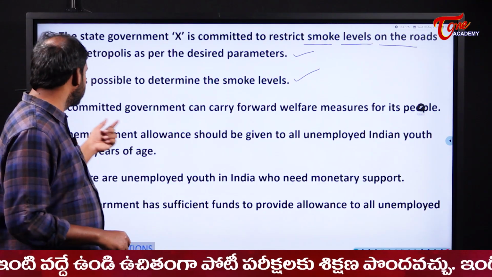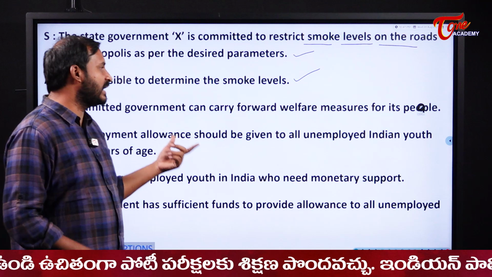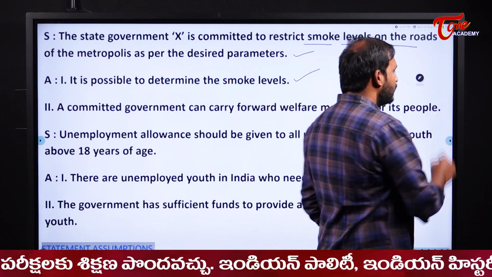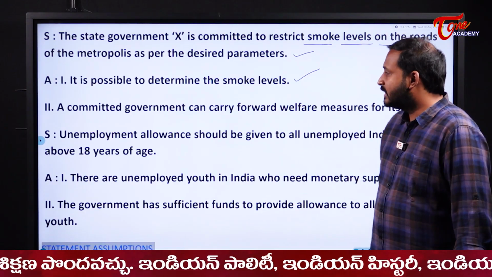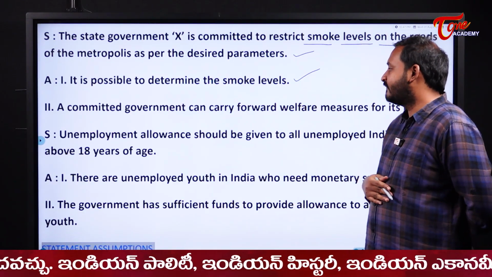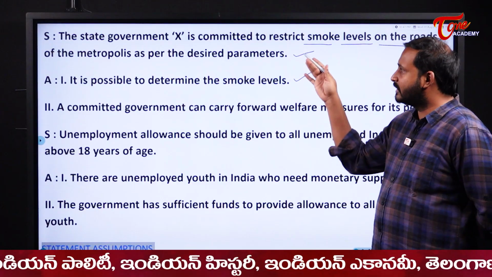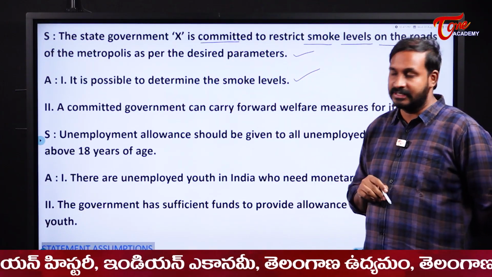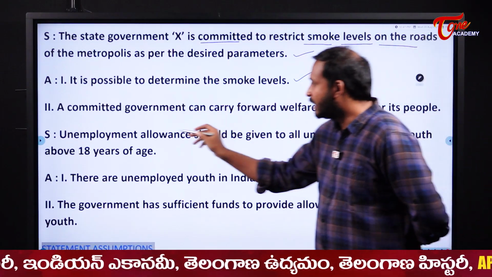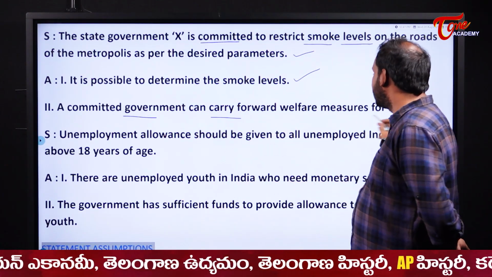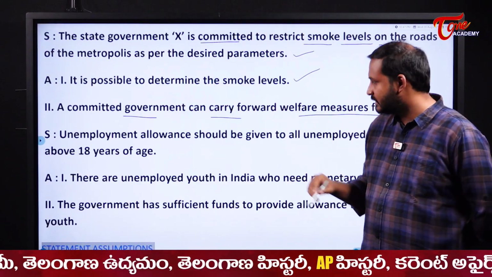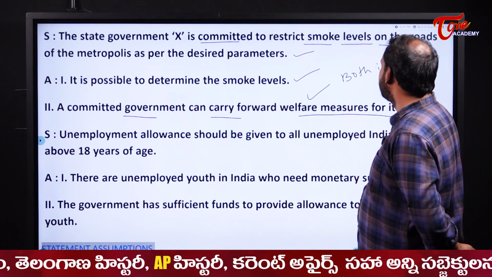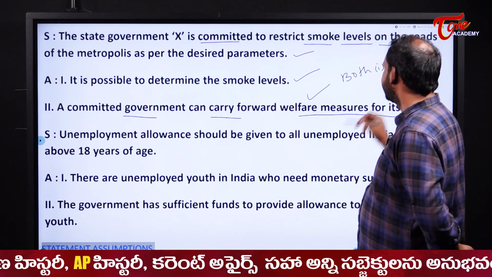Yes. Next, a committed government can carry forward welfare measures to its people. Right. See, anything about the commitment? It is committed. Okay, the government is committed, right? Yes. A committed government can carry forward welfare measures for its people. Yes, that one is also implicit. So here both 1 and 2 are implicit for us.